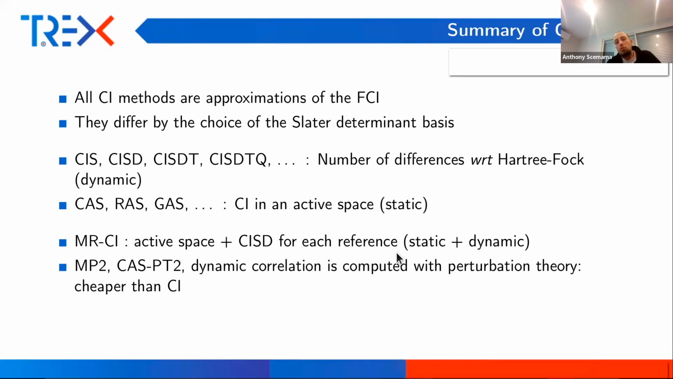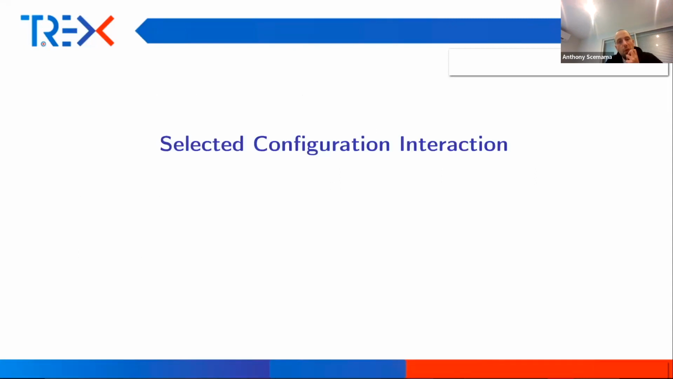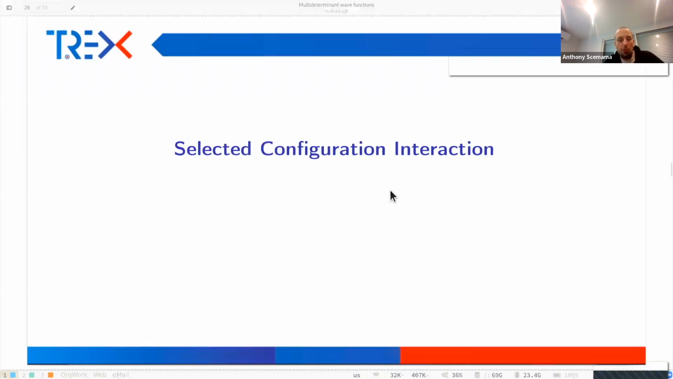Another way to introduce dynamic correlation on top of static correlation is to use perturbation theory. If you do it on the Hartree-Fock, then you have MP2, but then you can also do CAS-PT2, which is quite a popular method to have both effects at the same time. And perturbation theory is cheaper than CI, so that's why CAS-PT2 is quite popular. So yeah, I think it's a good time to take a break. We will talk about selected configuration interaction after the break.